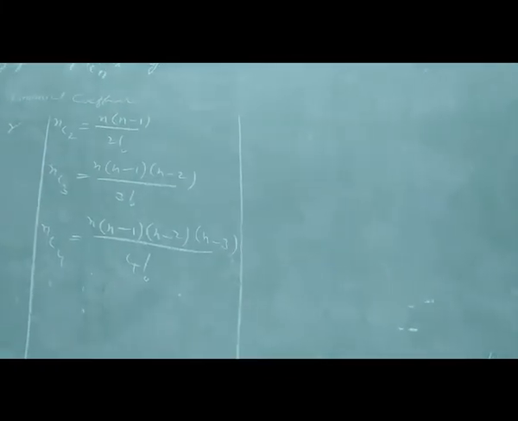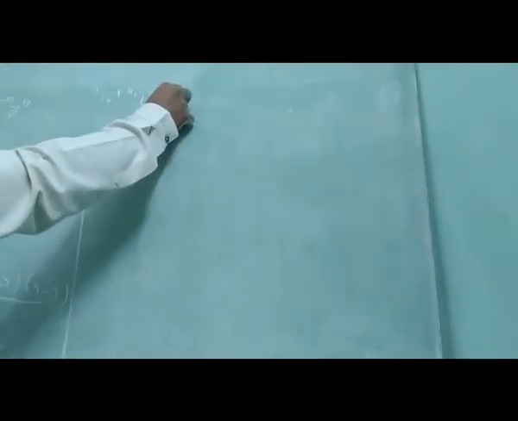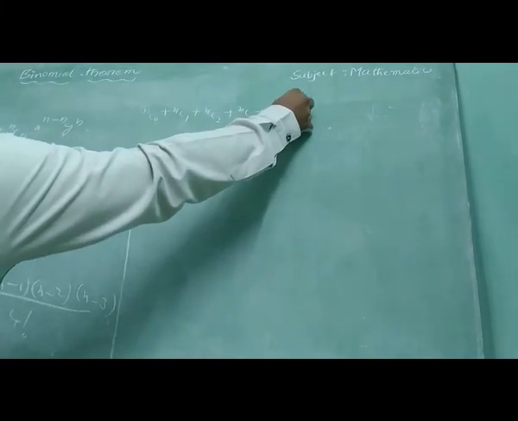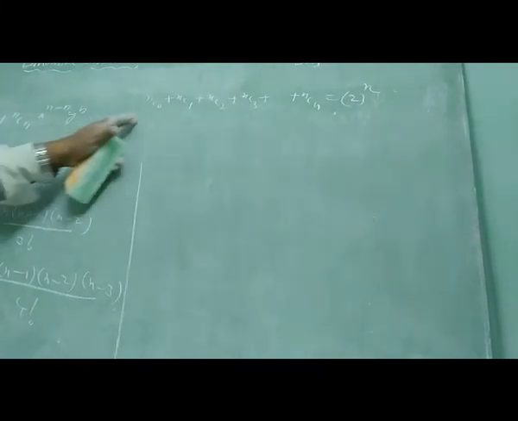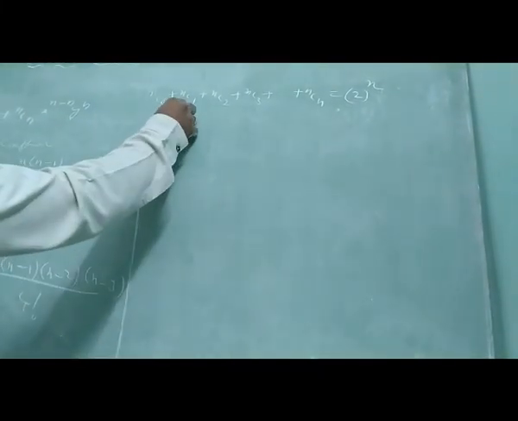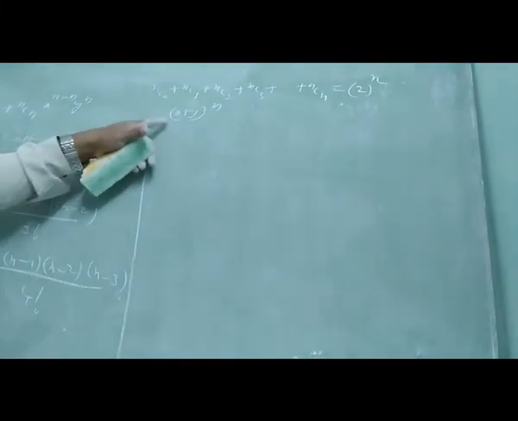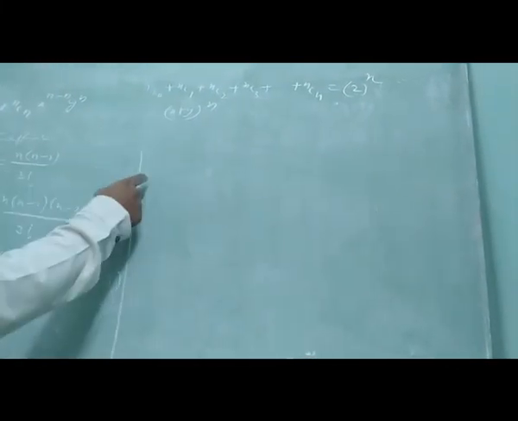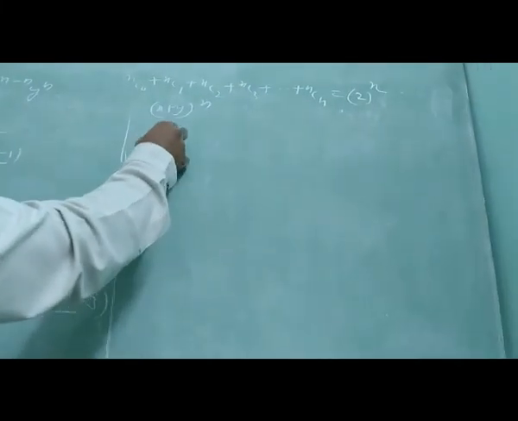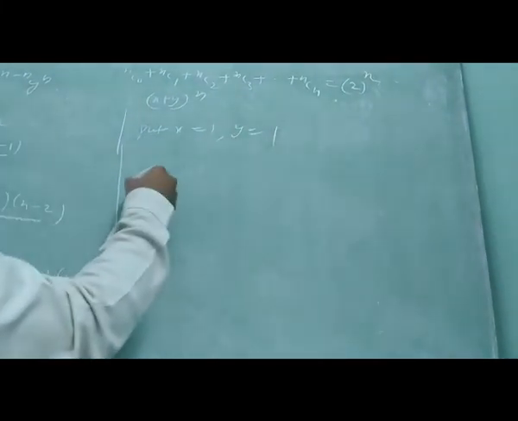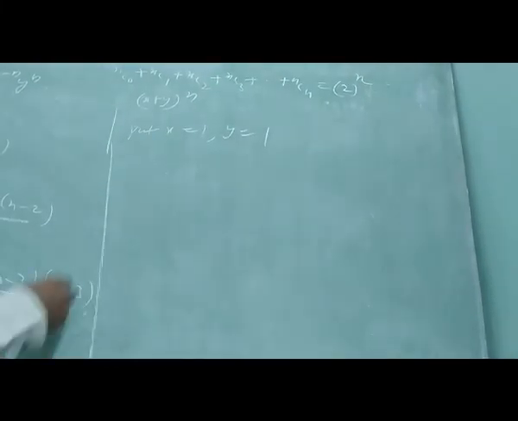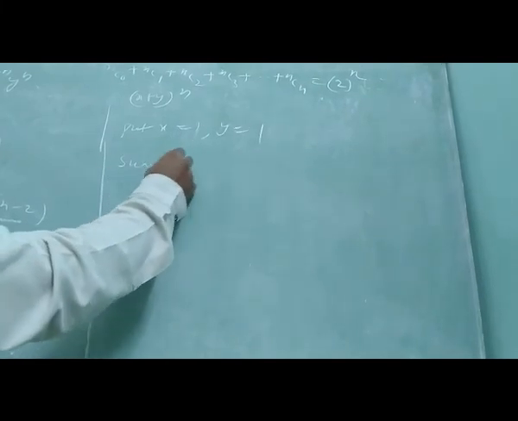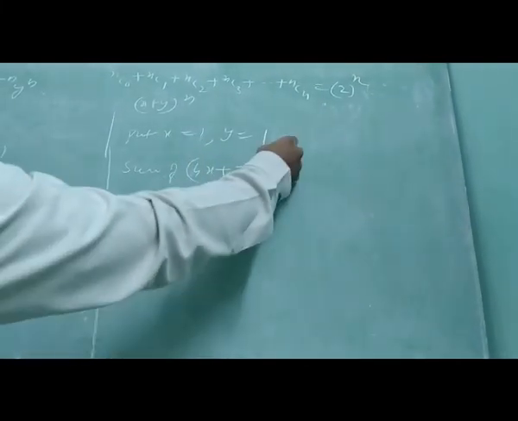And next, one more: sum of all the coefficients, nc0 plus nc1 plus nc2 plus nc3 plus, and so on, plus ncn. That is equal to 2 power n. This is the sum of the coefficients in the expansion of x plus y whole to the power of n only. For finding the sum of the coefficients in the remaining cases, we use a shortcut: put x is equals to 1 and y is equals to 1. So if you replace x is equal to 1, y is equal to 1, 1 plus 1, 2 power n.